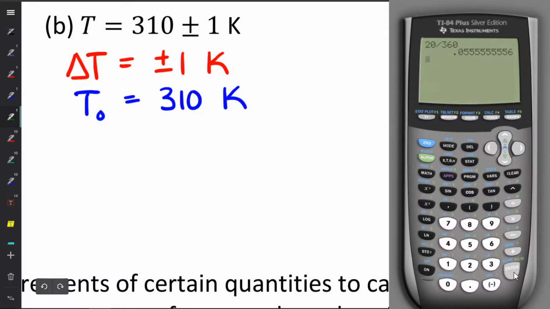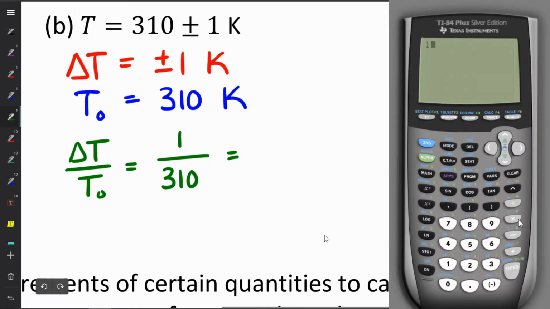Now we're going to calculate the fractional uncertainty, which is delta T divided by T naught. For the fractional uncertainty, we calculate 1 divided by 310. We're definitely going to want to grab a calculator for this one. So I can do 1 divided by 310. We could also just type 310 and raise it to the negative 1 power. Either one of those is appropriate and they're in agreement. And so we get that the fractional uncertainty is 0.003225, so we'll write that as 0.00323.